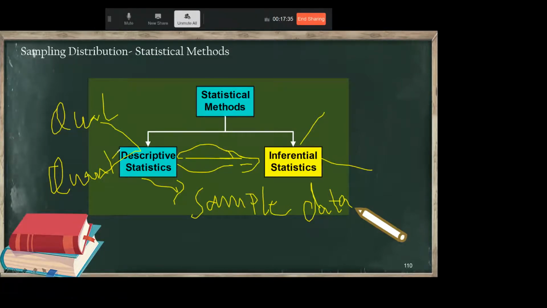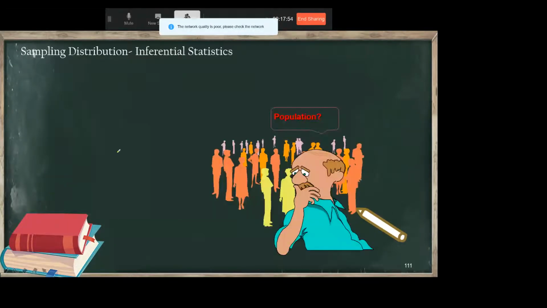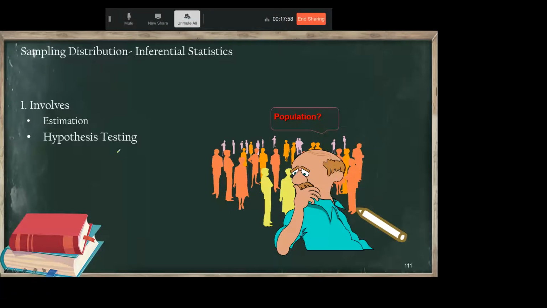So in this week and next week we will try to finish the estimation, and then next week there will be a midterm, and from that onward there will be testing hypothesis. Let me go to this slide. So inferential statistics, we divide it into two main categories: estimation and hypothesis testing.